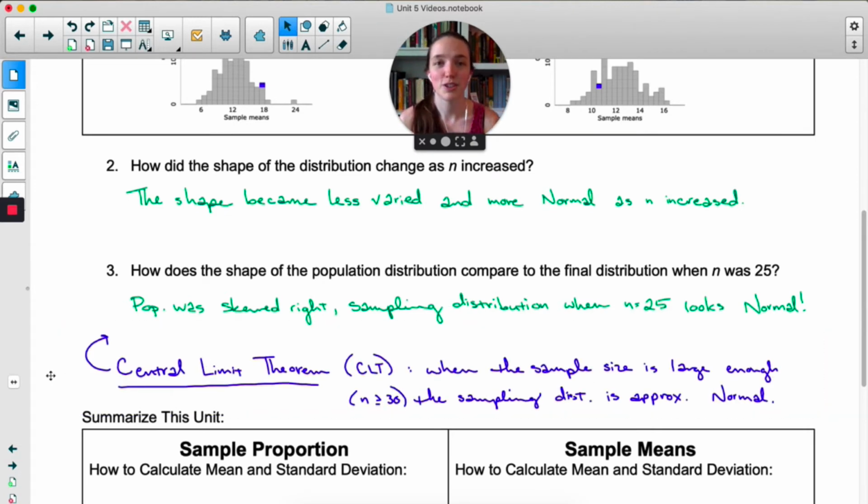This is called the Central Limit Theorem, which you can abbreviate as CLT. When the sample size is large enough, the sampling distribution will be approximately normal no matter what the population looked like. Now, large enough, we're going to just say greater than or equal to 30. I know it's kind of arbitrary, but we're just going to use that as a general rule. So if in the last video you were like, what do I do when the population isn't normal? Here's your answer. As long as the sample size is greater than or equal to 30, you can assume that the sampling distribution is approximately normal, and you can use all those normal calculations that we learned back in Unit 1.